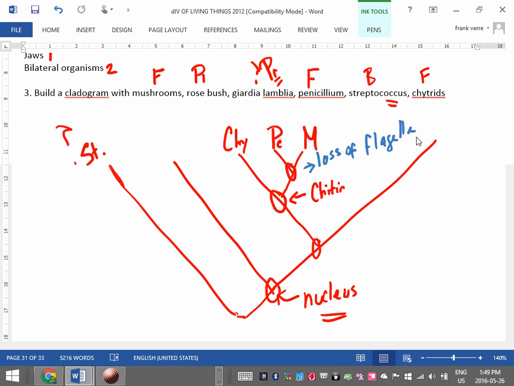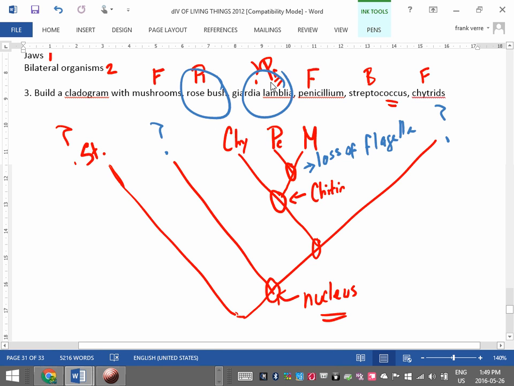Alright, so what do we put here? And what do we put over here? So what goes here? What's left? Rosebush and Giardia lamblia. Yeah, I did say it's not a group. The question is not whether or not it's a group, the question is what's more like what. Yeah, but we can't put anything here until we know what we're putting here.